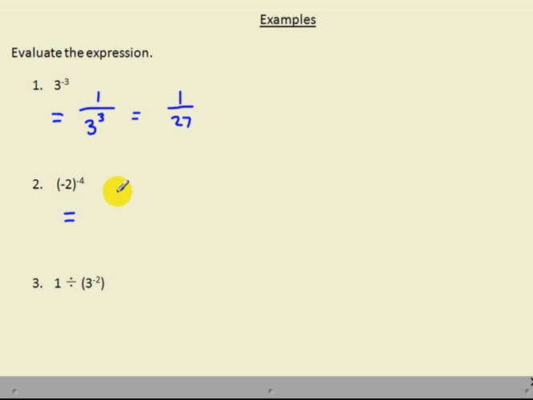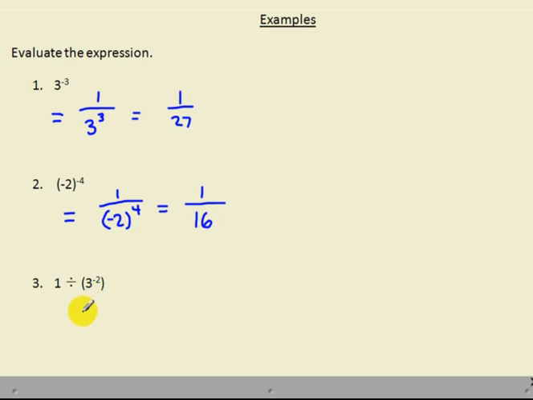In number 2, we have negative 2 to the negative fourth power. We can rewrite that as 1 over negative 2 to the positive fourth power. Now remember, when you have a negative inside parentheses and you raise that to an even power, this is going to end up being positive. And we end up with 1 over 16. So negative 2 times negative 2 is positive 4, times negative 2 again is negative 8, times negative 2 yet again will give us a positive 16.